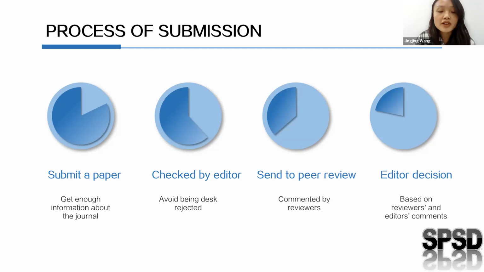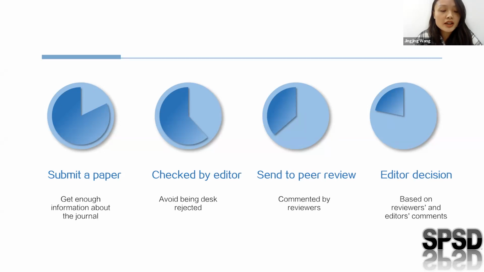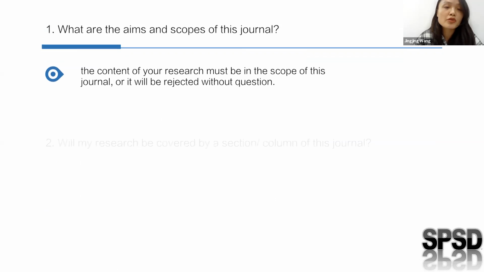After desk checking, qualified papers will be sent to peer review, and when the review is finished, the editor-in-chief will make decisions based on the comments from reviewers and other editors. These 3 questions are proposed to avoid desk reject. The first one is easy to understand. The content of your research must be in the scope of this journal, or it will be rejected without any questions. Some authors decide on a targeted journal by the name. This is not enough, especially for interdisciplinary science.